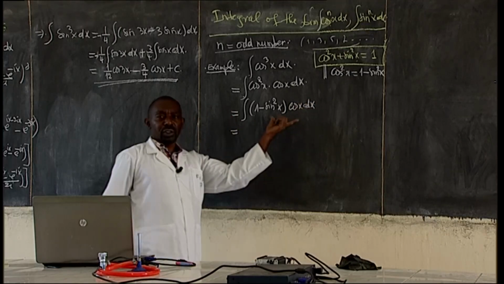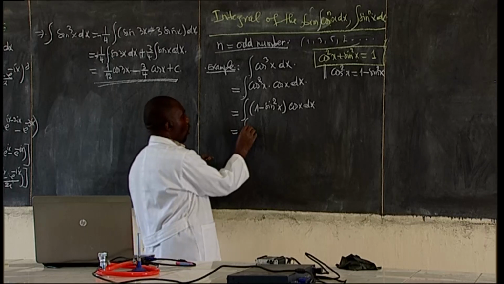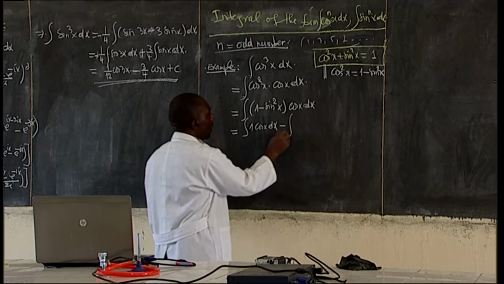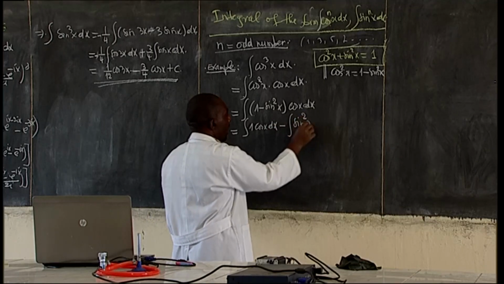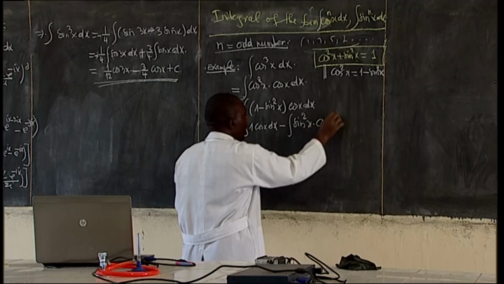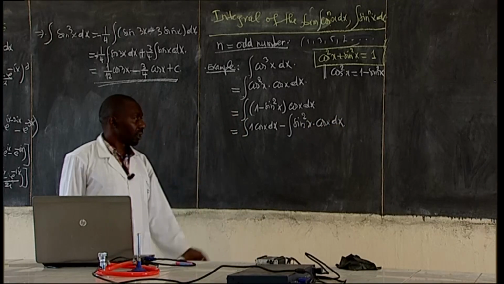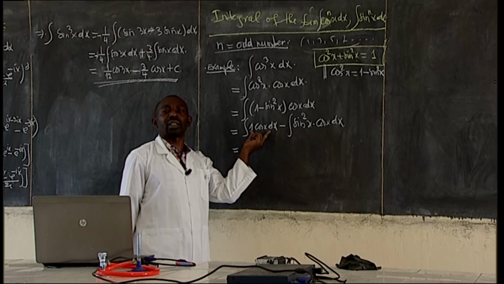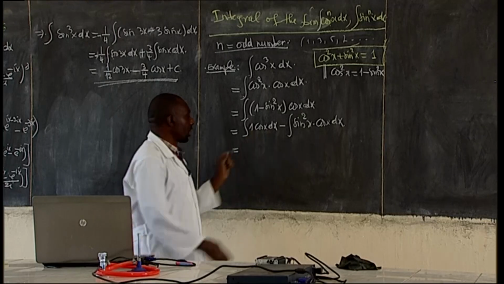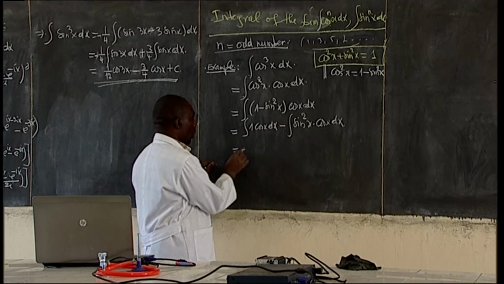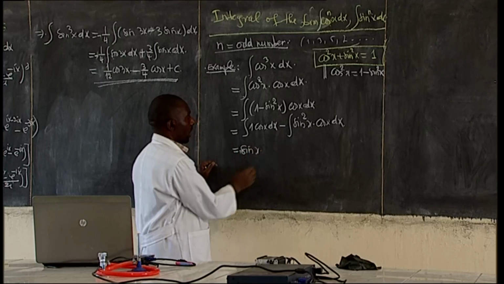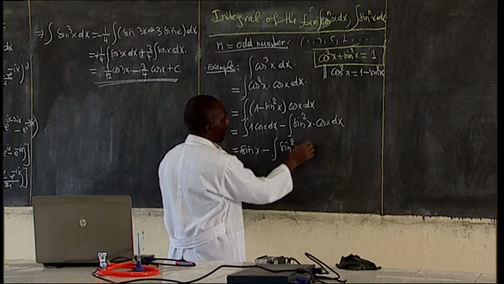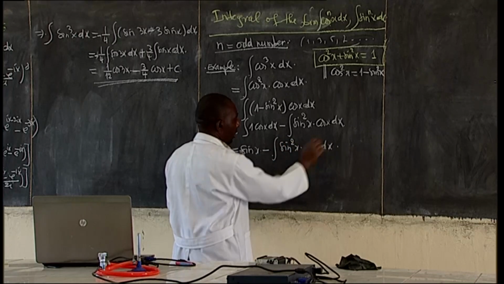And when I expand this, I'll be having integral of 1 times cosine x dx minus integral of sine squared x times cosine x dx. Do you see? And we know that the integral of cosine x is known already. It is a standard integral. It is sine x. Then minus integral of sine squared x times cosine x dx.